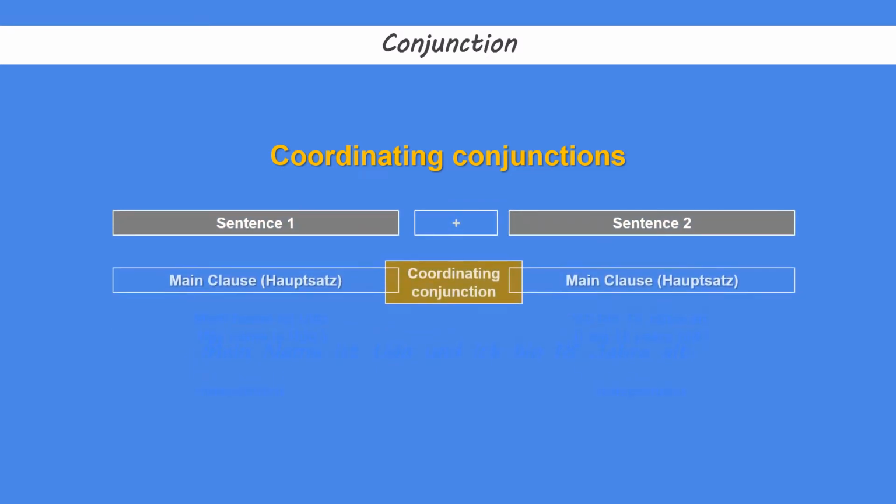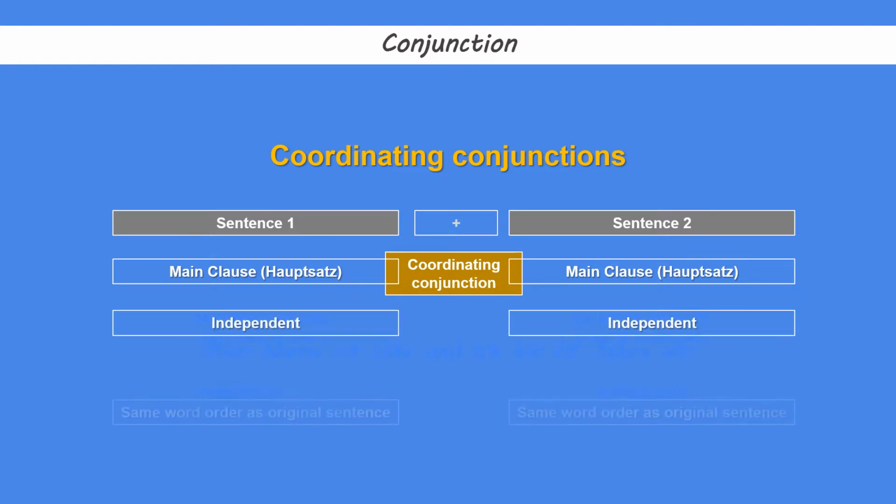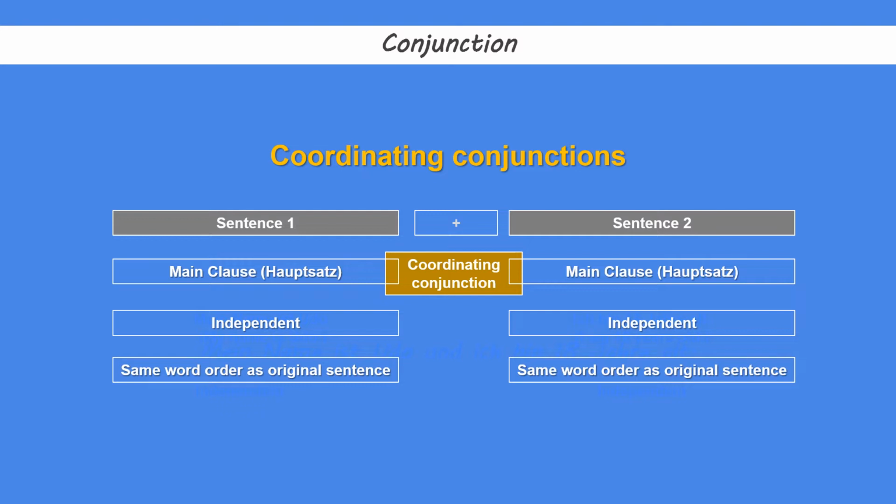Coordinating conjunctions are connecting words used to link two or more main clauses. Main clause in German is Hauptsatz. Main clause is an independent clause. It remains in the same word order as the original sentence.